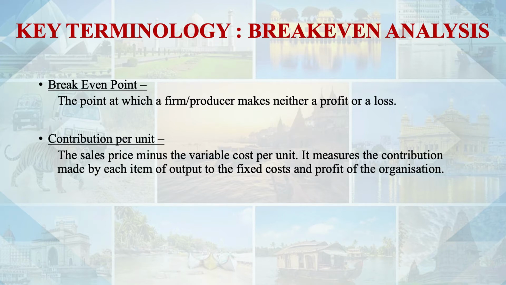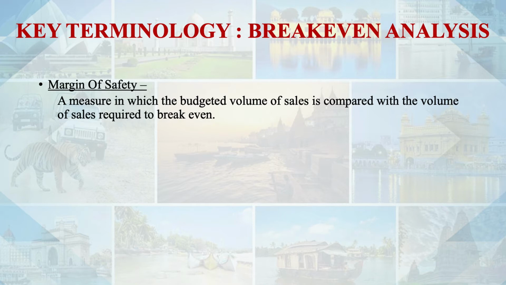Another key terminology that is further used is margin of safety. Margin of safety is how far ahead we are from the break-even point. If the break-even point is at 10 units of sales, say in a tour package, if we take 10 tourists at a certain price, then break-even is there. If we are taking 13 tourists, then the 3 extra tourists are the margin of safety.